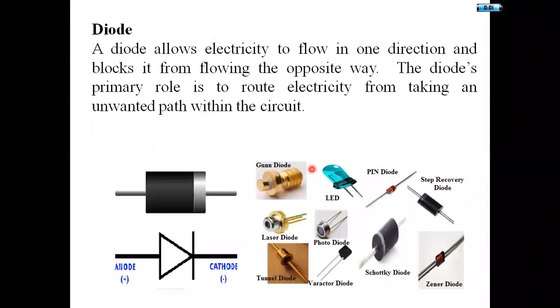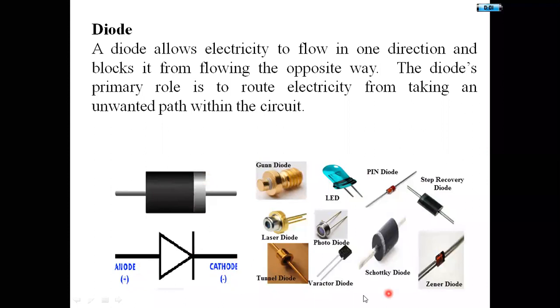And this is the diode. It allows electricity to flow in one direction only and blocks it from flowing the opposite way. The diode's primary role is to stop electricity from taking an unwanted path within the circuit. This black portion is the anode terminal, and this silver strip is the cathode terminal.